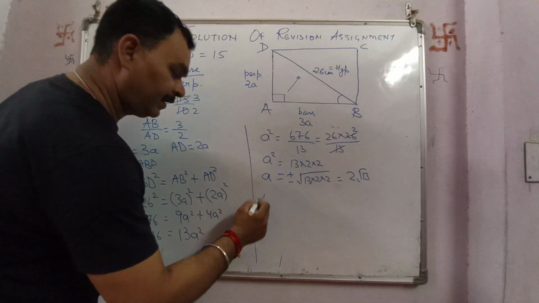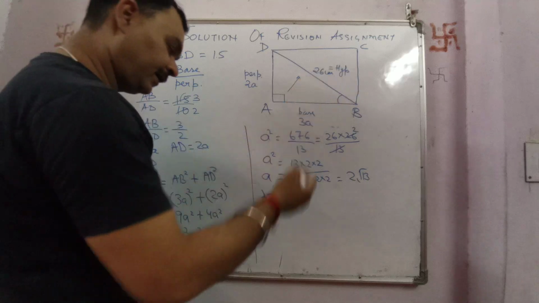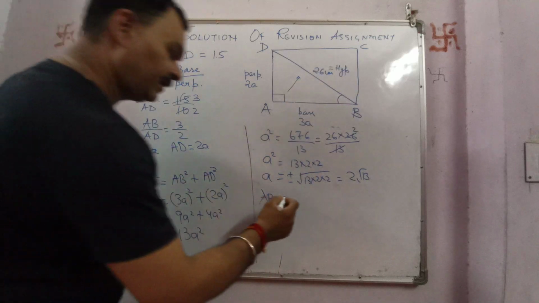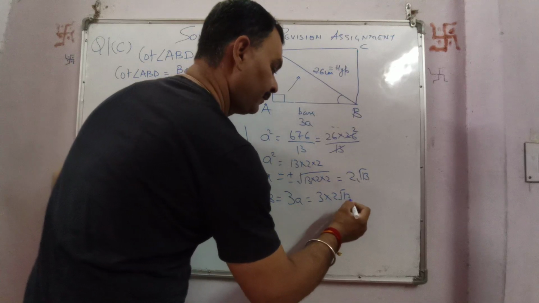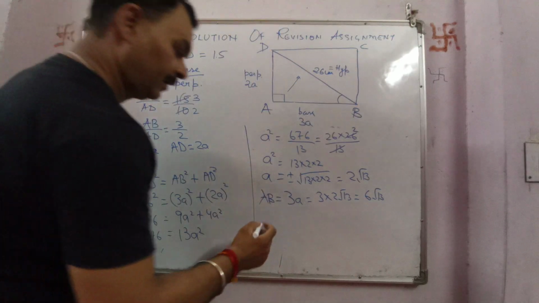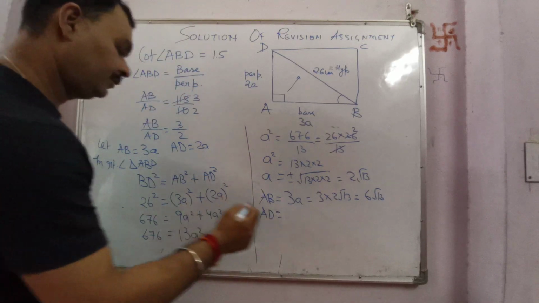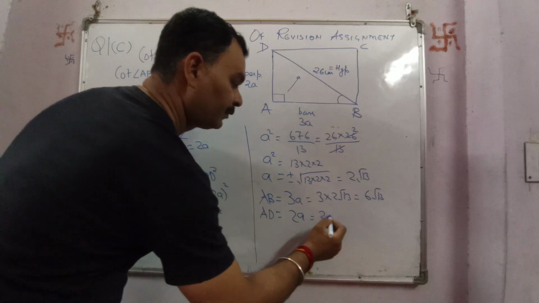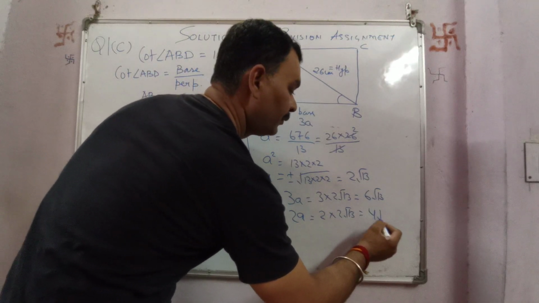From this we can easily find out the value of AB, which is, say, the length of the rectangle. AB is 3 times A, the 3A, that is 3 into 2 root 13, which is 6 root 13. Then AD is equal to twice of A, 2 into 2 root 13, which is equal to 4 root 13.